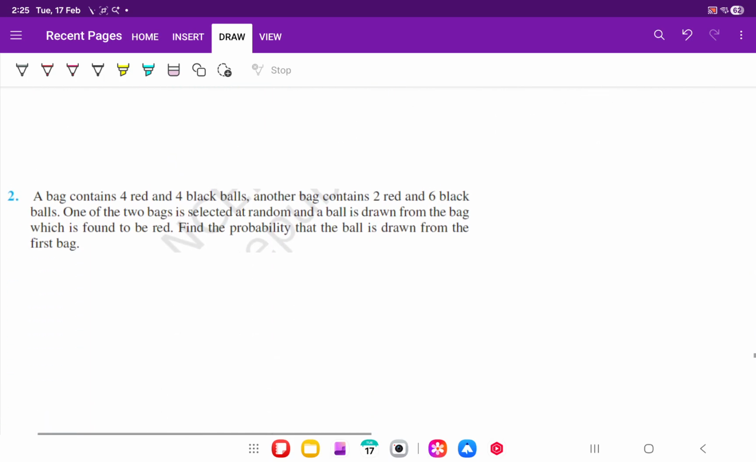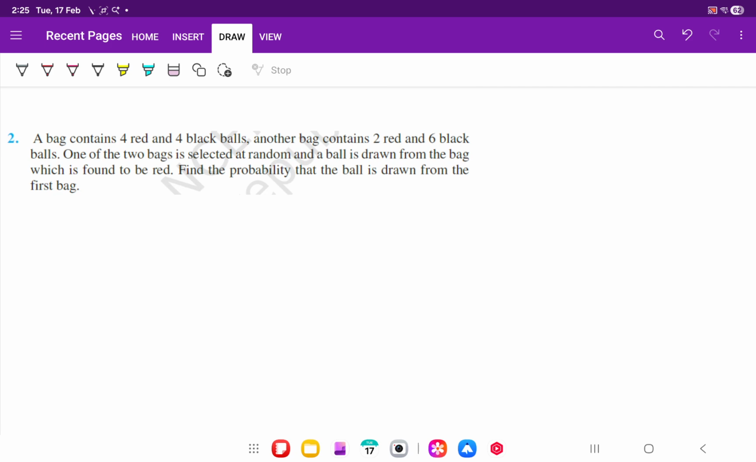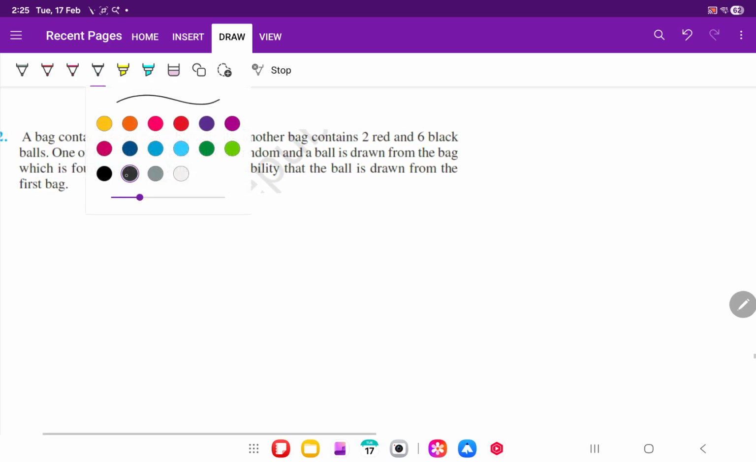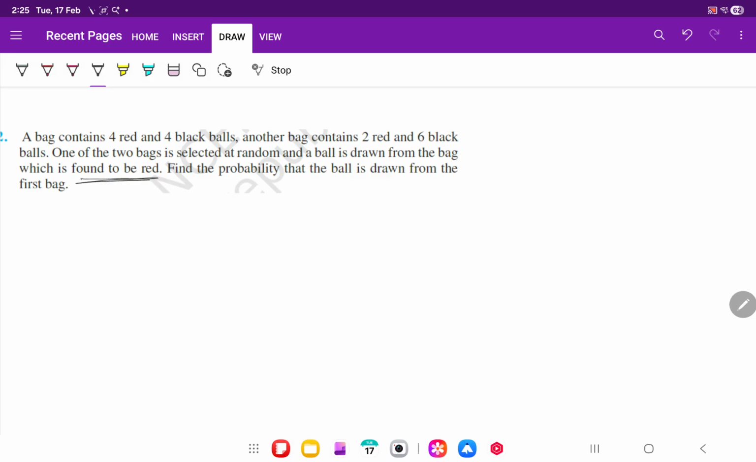Let's do next question number 2 from 13.3. So they're saying a bag contains 4 red and 4 black balls, and a second bag contains 2 red and 6 black. Very easy question. Okay, one of the 2 bags is selected and a ball is drawn, and the ball is found to be red. Correct? So they want the probability that it was drawn from the first bag.